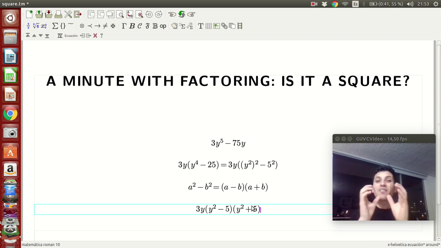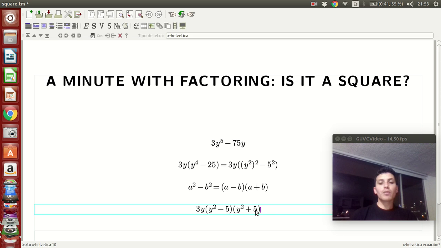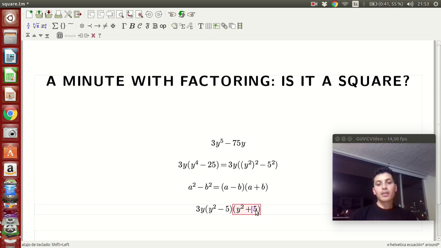Remember, it is very important that before you finish any factoring, you check each factor, because maybe you have more ways to factor. So the first factor here is y squared minus 5, could be a difference of squares. However, 5 doesn't have a root, so there's no difference of squares. And here we have a sum of squares and 5 doesn't have any square root, so we finish the factoring. So this is the factoring completely. This is how we factor. And finally, this is the answer.